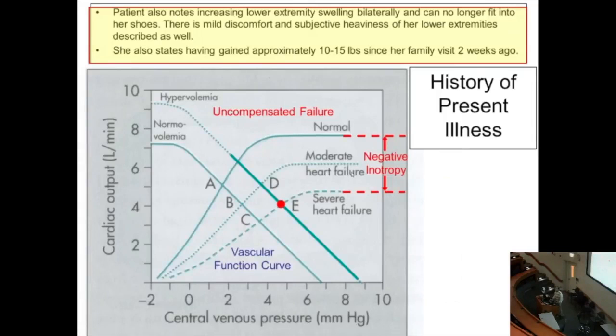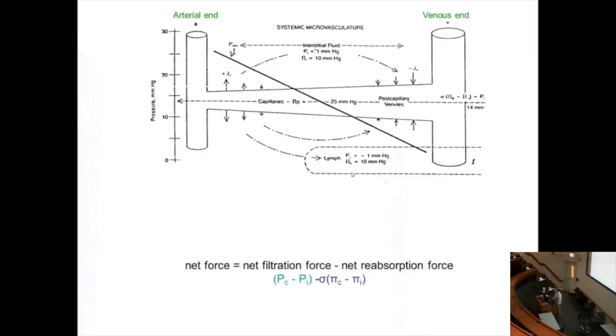Well, the patient also notes increasing lower extremity swelling bilaterally and can no longer fit into her shoes. She also states that she has gained approximately 10 to 15 pounds since her family visit 2 weeks ago, and this is, as it turns out, because she had a bunch of salt. So she went off her diet. Why would that be? Well, here's the problem with increasing venous pressure. It increases capillary pressure.